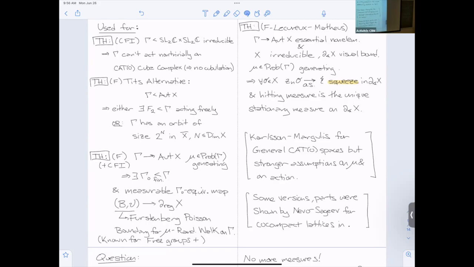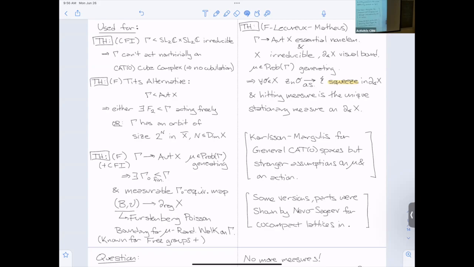Okay, what else can you do with that? Well, you can start with a generating probability measure on your group gamma. Given that generating probability measure, you can look at the associated Furstenberg-Poisson boundary. And with no assumptions on the space or the action, there is a finite index subgroup and a measurable gamma equivariant map taking the Furstenberg-Poisson boundary to the quote unquote regular points in the roller boundary, which I'm not going to define.